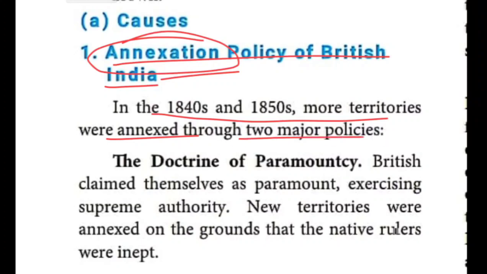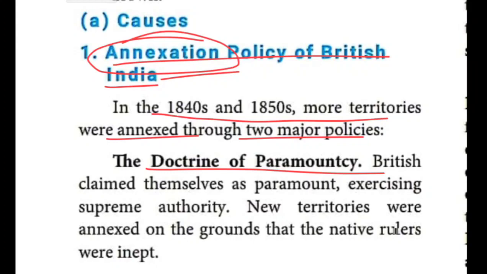What are the names of the policies? The doctrine of paramountcy. Yes, doctrine of paramountcy, as well as the second, the doctrine of lapse. By using these two policies, the British government captured, or annexed, the territories of India. So the doctrine of paramountcy, what is the meaning?